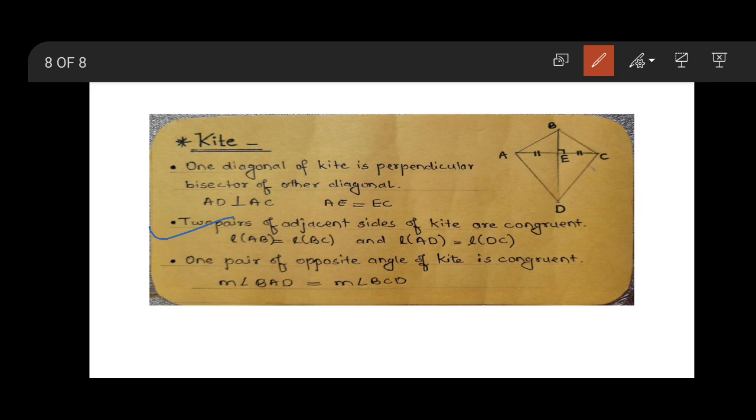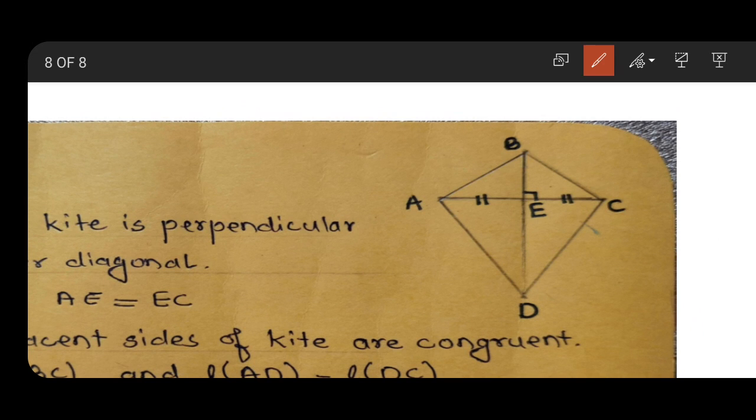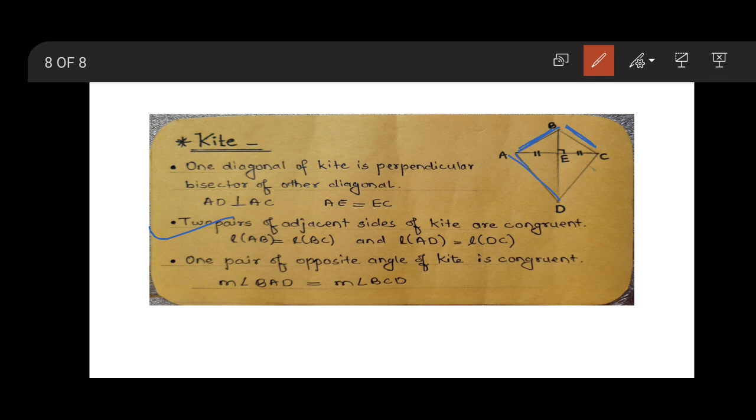Next, two pairs of adjacent sides of a kite are congruent. Adjacent sides means neighboring sides. Here in the figure, which are the adjacent sides? AB and BC, and AD and DC. So these two pairs of adjacent sides are congruent. So AB is congruent to BC, and AD will be congruent to DC.